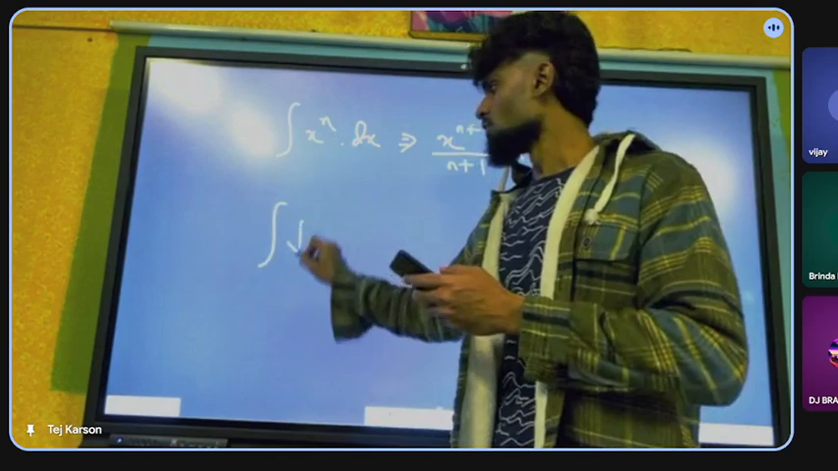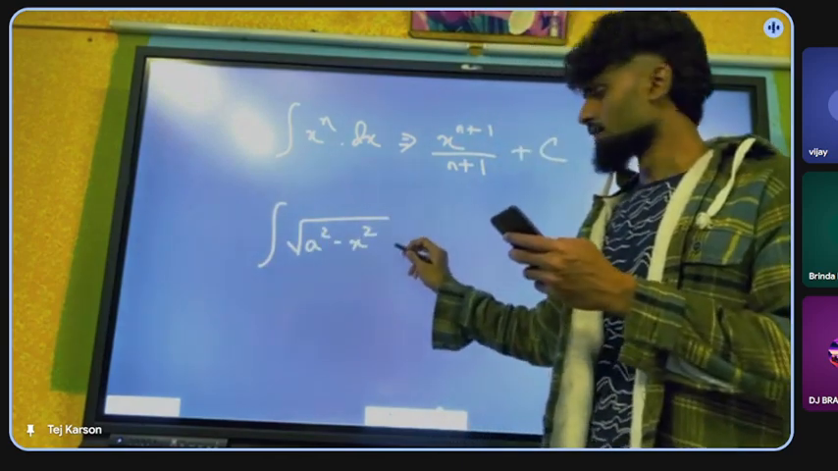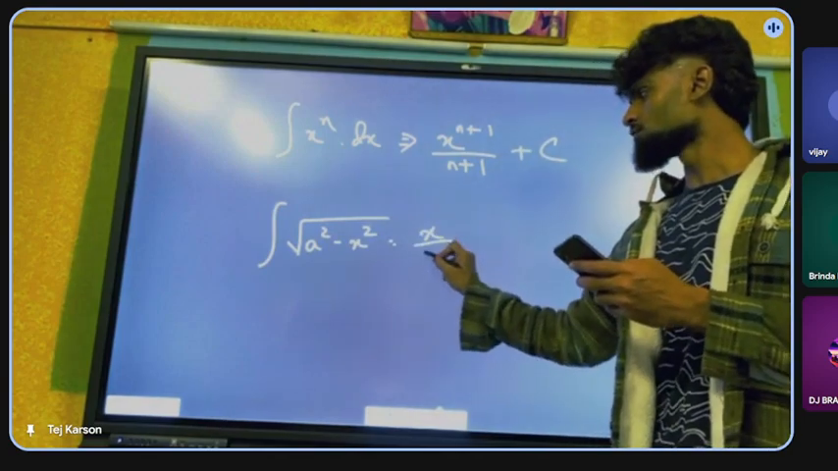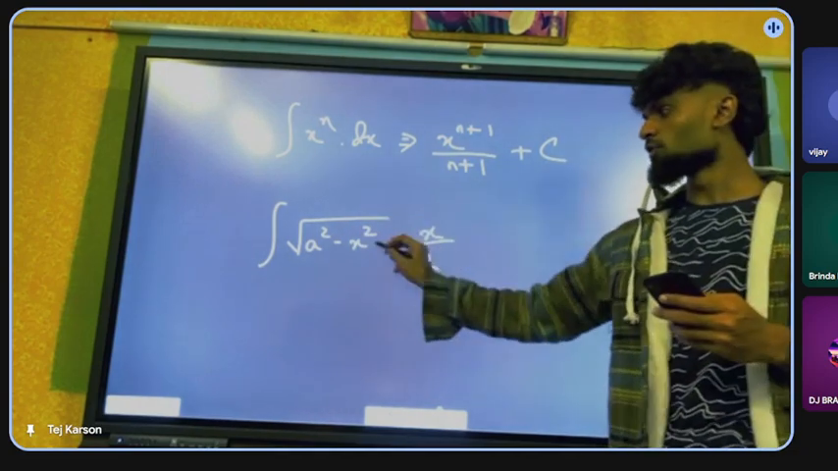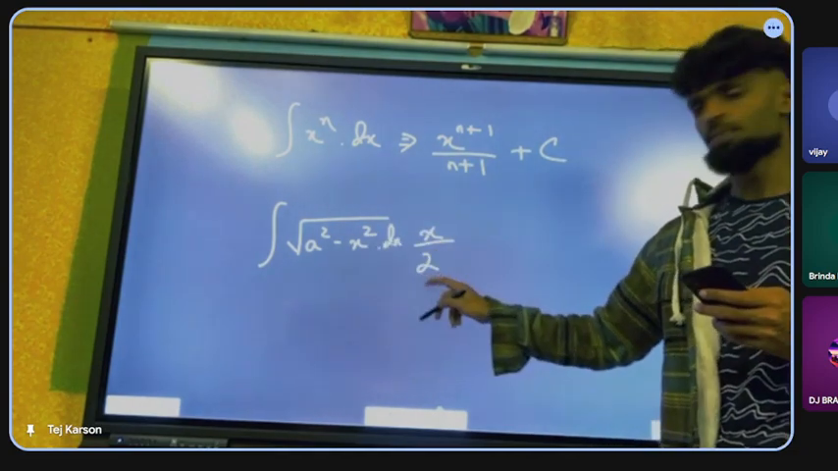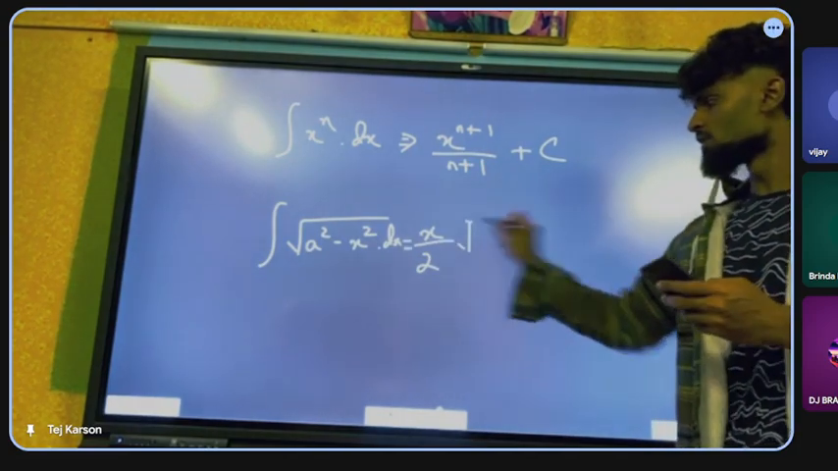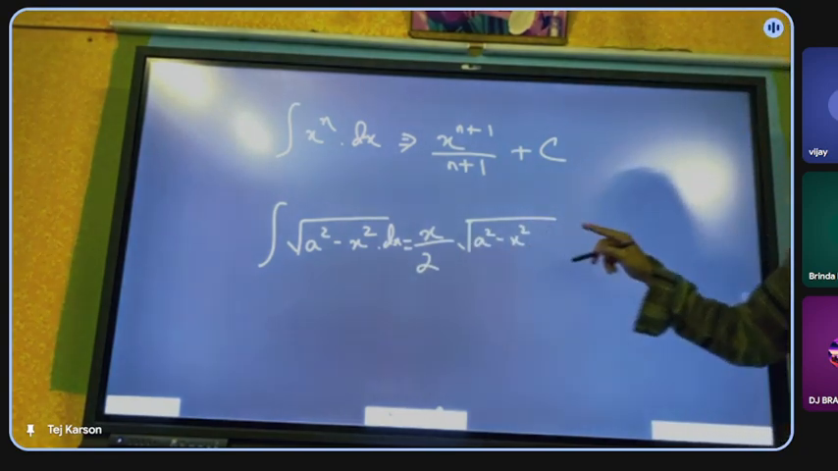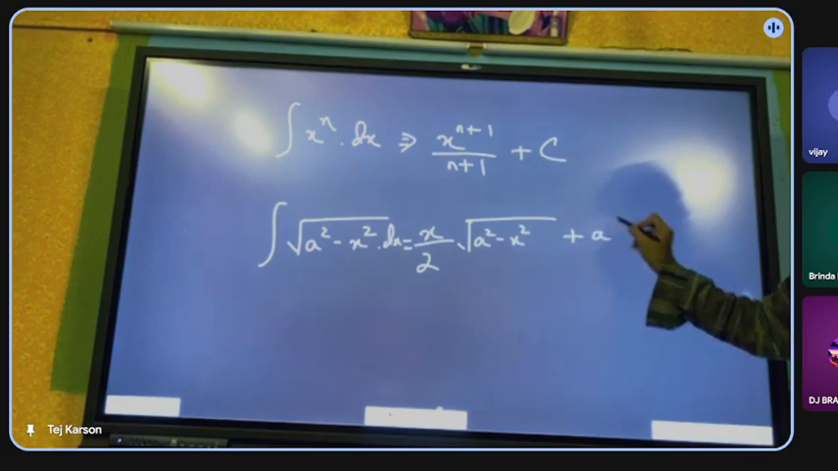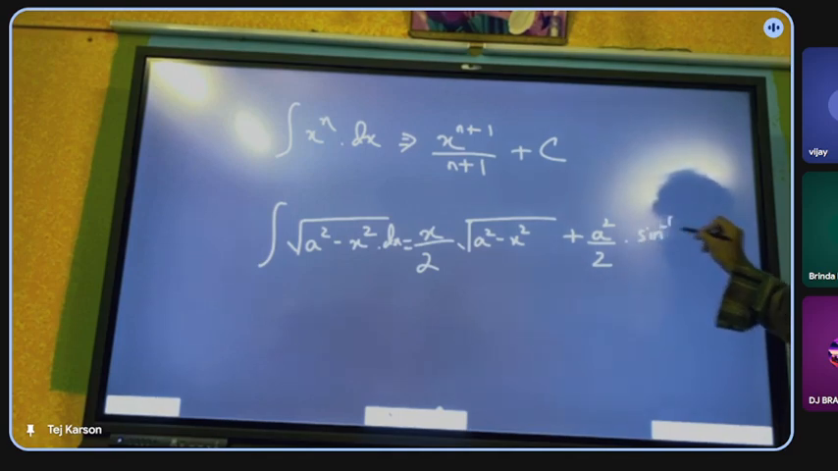Integration of root of a square minus x square equals, copy this, x by 2 times root of a square minus x square, plus a square by 2 times sin inverse x by a. You write x by 2, copy the question again, and you will put a plus.